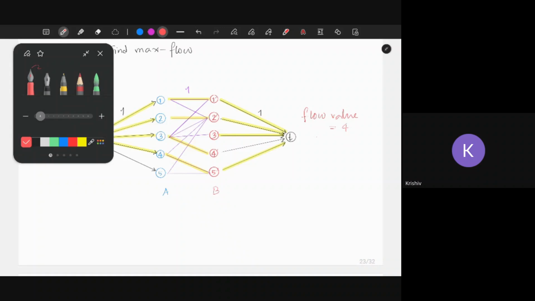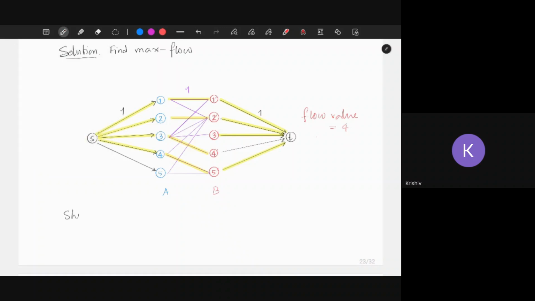I can give you one exercise: prove Hall's marriage theorem from the network flow solution.